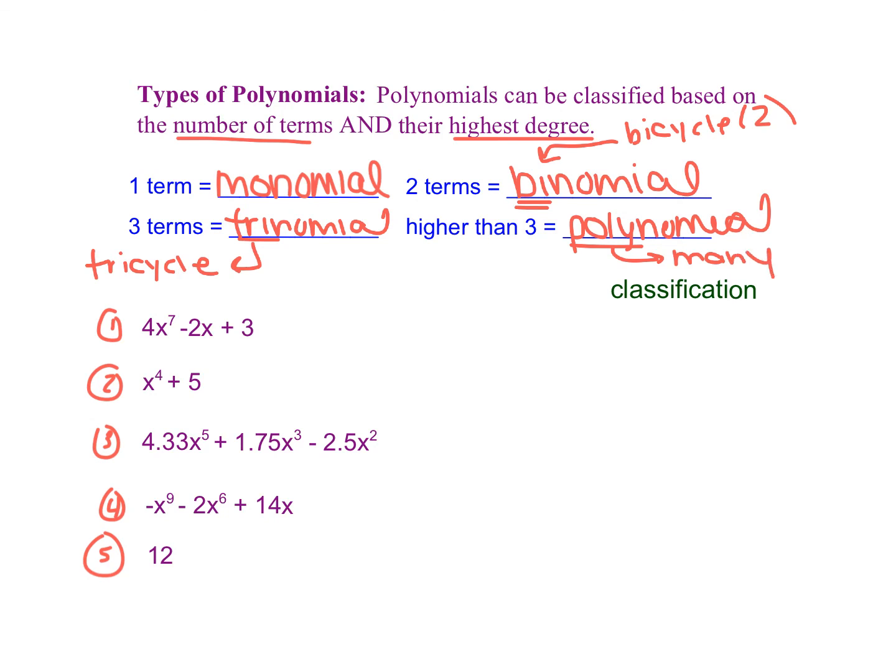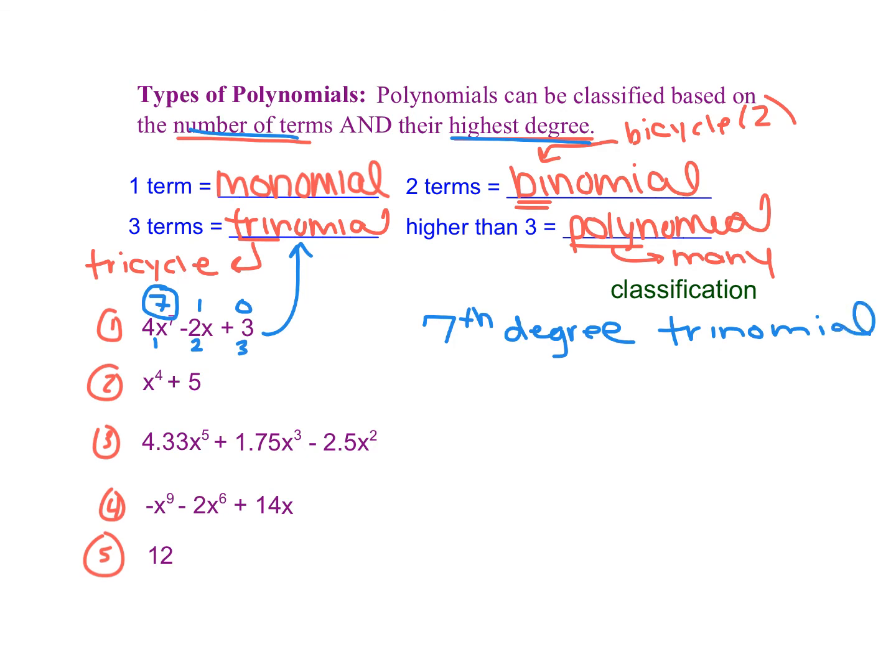So here, if we look down below, we're going to name the following 5 polynomials, specifically using their number of terms and their highest degree. If I look at this first one, if I look at degree, I notice that we have a 7, a 1, and a 0 degree. So I take the highest degree to classify my polynomial. So this is going to be a 7th degree polynomial. And specifically, it has 1, 2, 3 terms, which is called a trinomial. So this is a 7th degree trinomial.